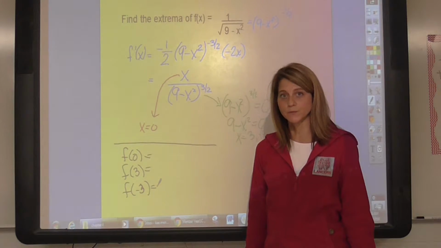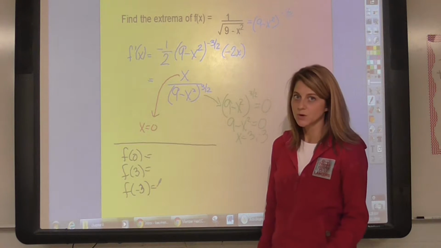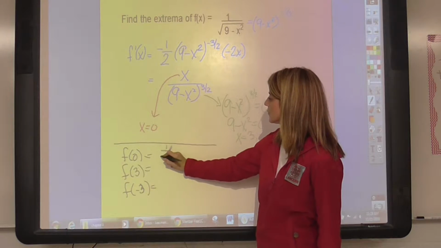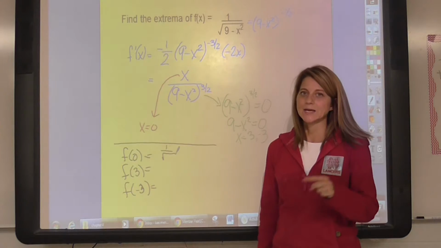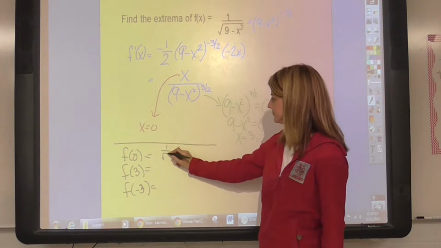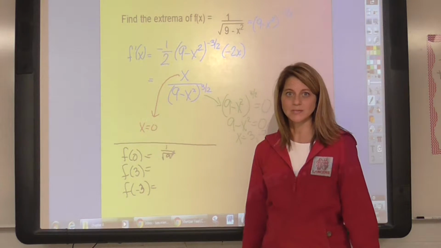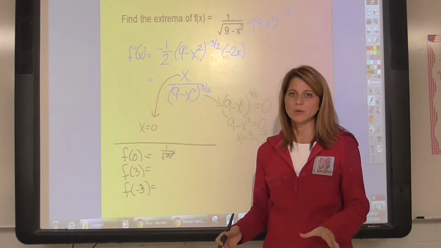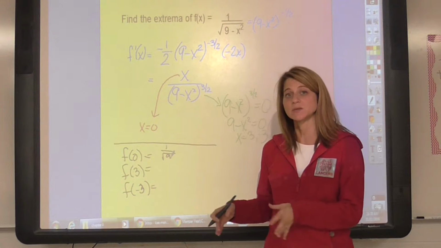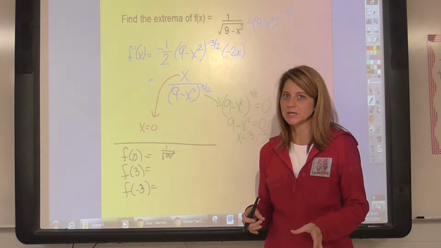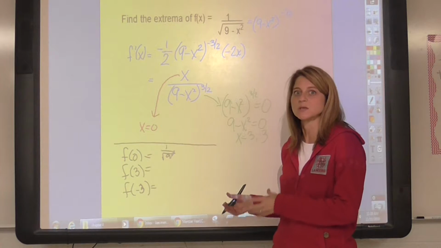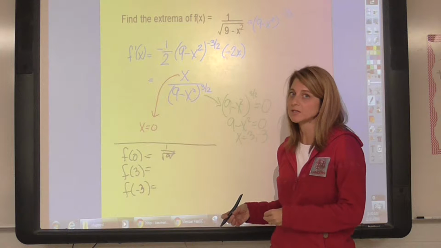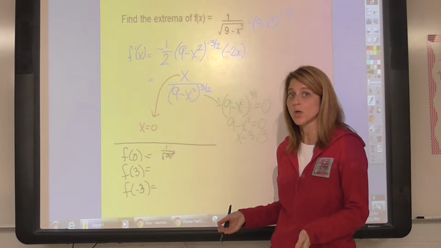Let's try 0 first. If I put 0 in the function, 1 over radical 9 minus 0 squared. Well, that's just 1 over radical 9. And I know you're thinking, oh, is that a positive 3 or a negative 3? But remember, when you square root both sides of an equation, that's when you write plus or minus. If you're just saying, what's the square root of 9, it's fine to call it 3. So that answer is just 1/3.